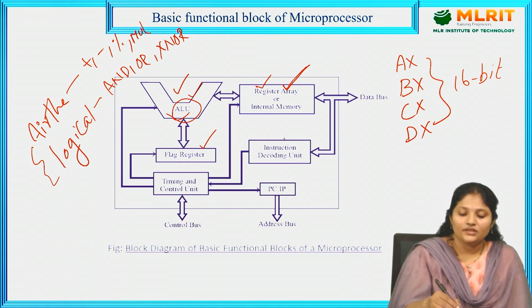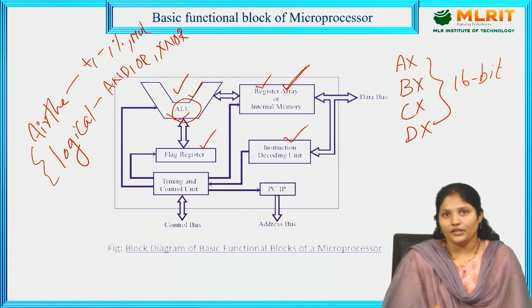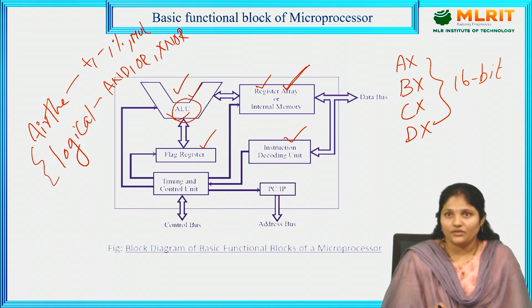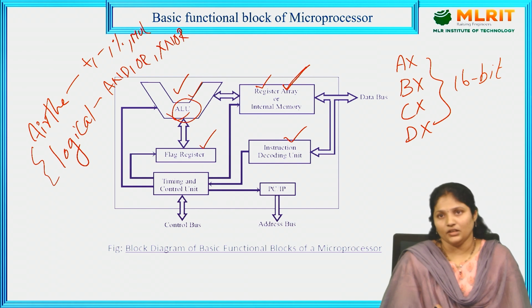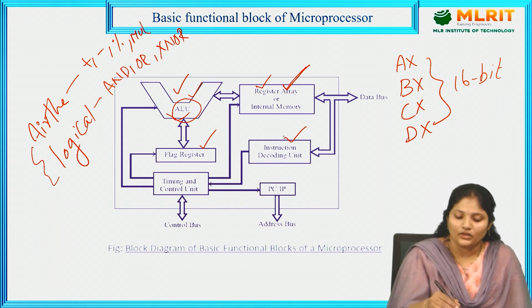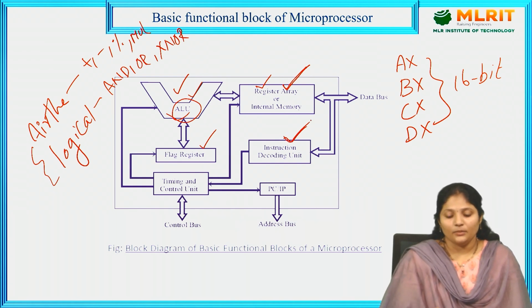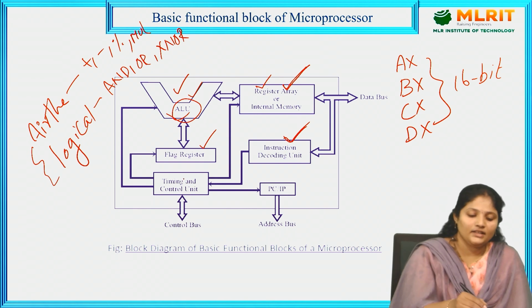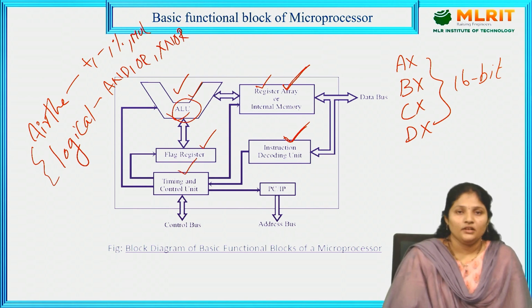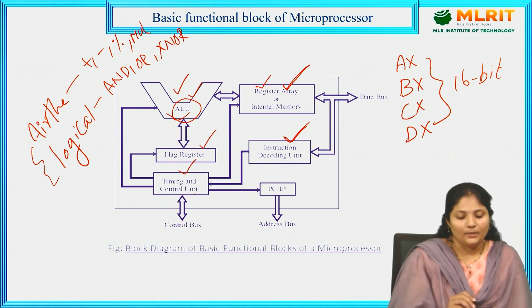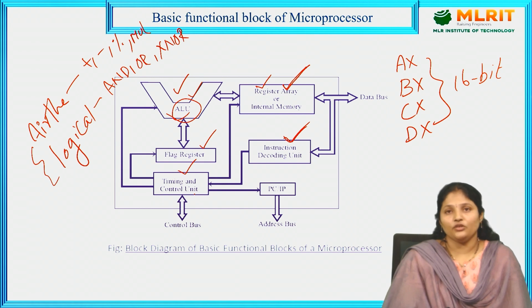Next, the instruction and decoding unit. As I already told you, a processor executes an instruction by always fetching the instruction, decoding the instruction and executing the instruction. To decode that, there is a unit which is nothing but the decoding unit. And here the timing and control unit. So what is a timing and control unit? The timing and control unit is used to control the microprocessor.